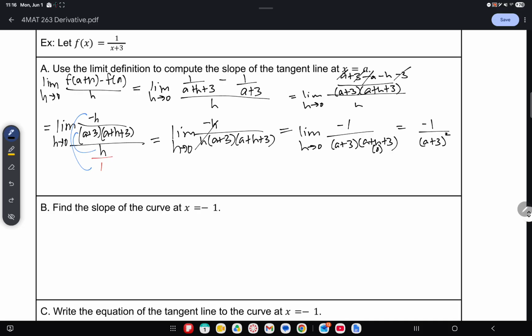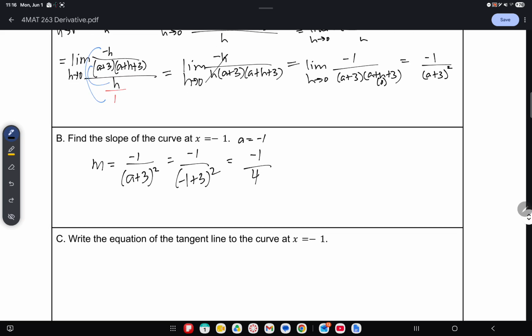So, all right, part B says find the slope of the curve at x equals negative 1. Well, that's the same thing as saying a equals negative 1. So if I know my slope is negative 1 over a plus 3 squared, I can substitute in negative 1. It's going to give me 2 squared, which is 4. So I have a slope of negative 1/4.